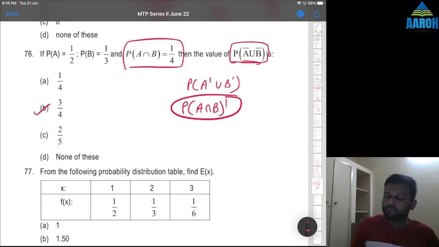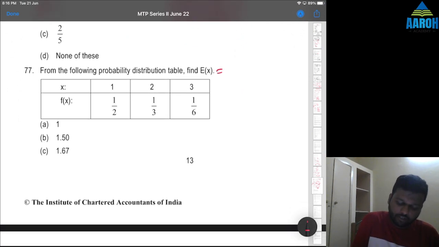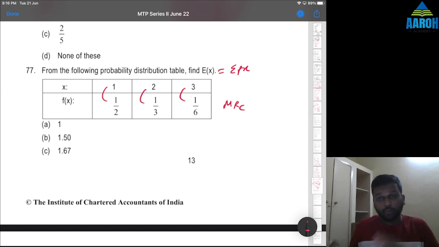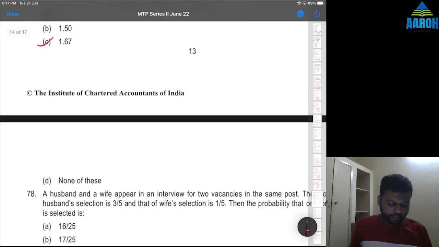That's it, right? Next, from the probability distribution table, find E of x. E of x is nothing but summation Px. This into this, M plus, this into this, M plus, this into this, M plus, and then MRC. I don't have a calculator, but follow this: 1 into 1 by 2, M plus, 2 into 1 by 3, M plus, 3 into 1 by 6, M plus, MRC. That is your answer. 1 into 1 by 2 is half, plus 2 into 1 by 3 is 2 by 3, plus 3 into 1 by 6 is 3 by 6. That is 1.666, so C is the correct answer. Check when you press MRC, you should get that.